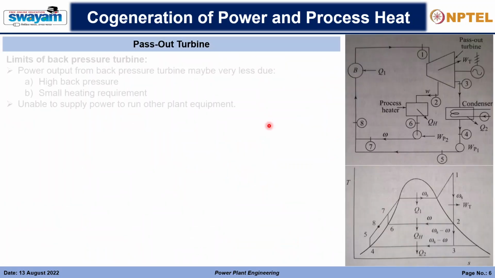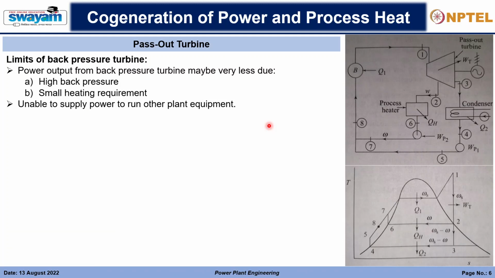Next, we have talked about the first process of cogeneration, the back pressure turbine. Now we will be talking about another type of turbine, the pass out turbine. Why are we talking about the turbines? Because from the turbine exhaust we are delivering the steam, right? There can be various methods of delivering the steam from the turbine exhaust. The first one was the back pressure turbine, the second one is the pass out turbine.